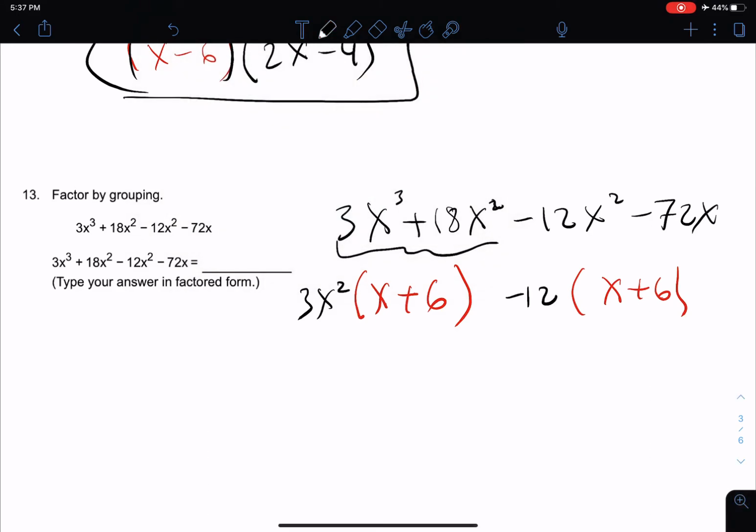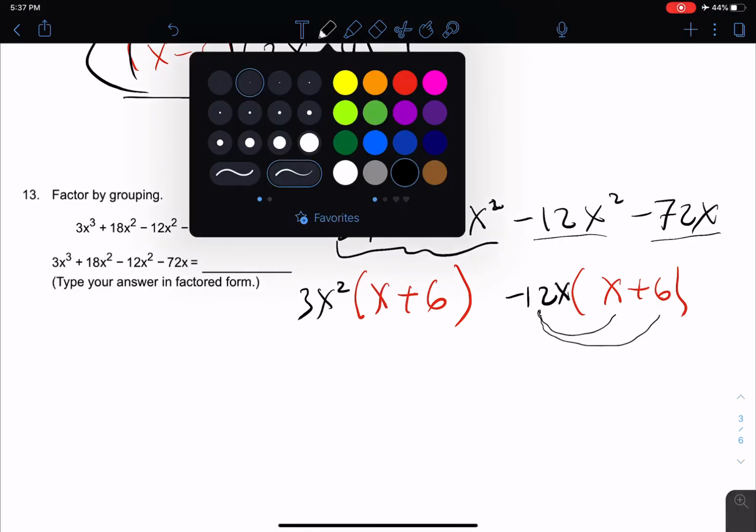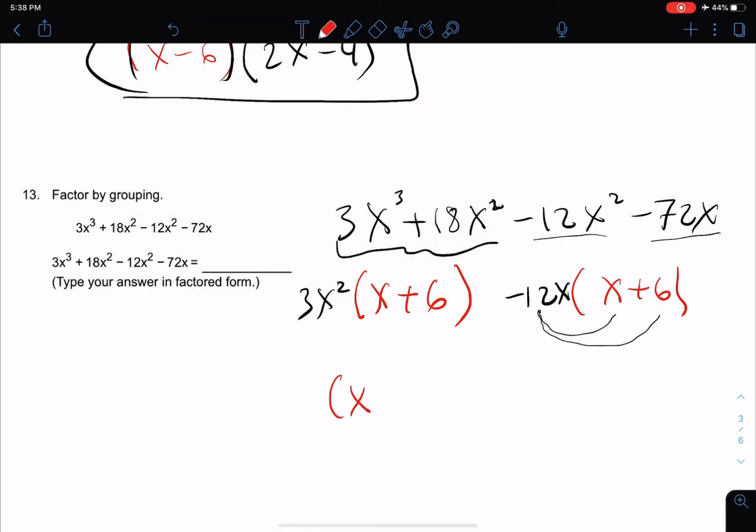Negative 12x times x is negative 12x squared, and negative 12x times 6 is negative 72x. So it worked. Now we're going to factor out the common factor, which was x plus 6. And what's left, I'm going to put it over here this time just to show that I can. It doesn't matter if you put it on the right or the left. It's multiplication.